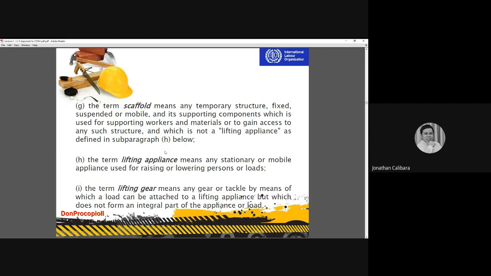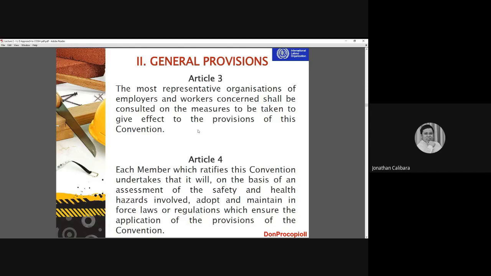So we have Article 3 on general provisions. In Article 3, class, the requirement is to assign a person in charge of the safety measures. A certain company assigns units to be in charge of safety. Then Article 4 is to adopt and maintain the laws or regulations. After assigning a certain person, the workers should follow, respect, and obey the rules set by that person. Article 4 should be adopted, maintaining safe work.